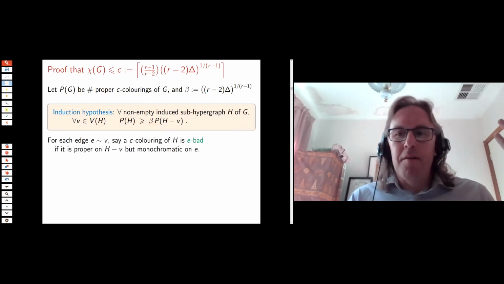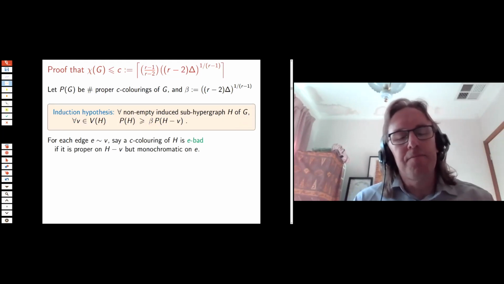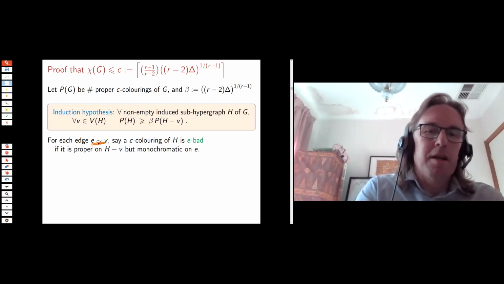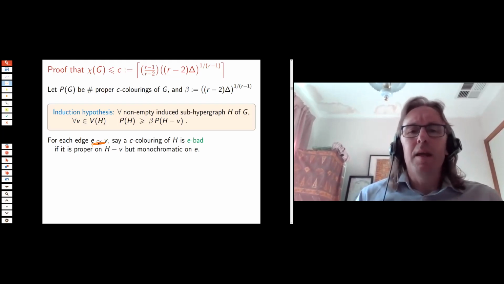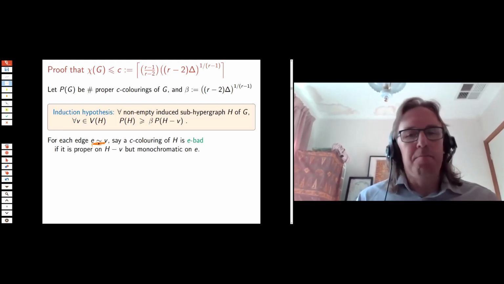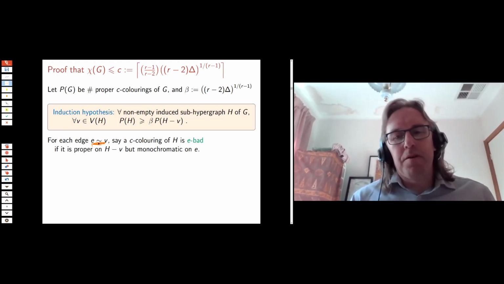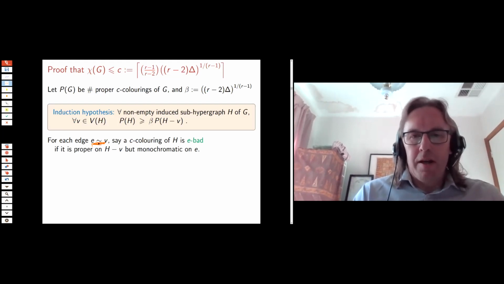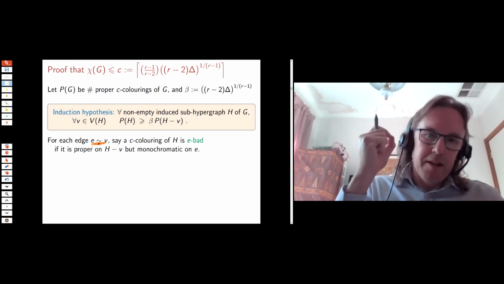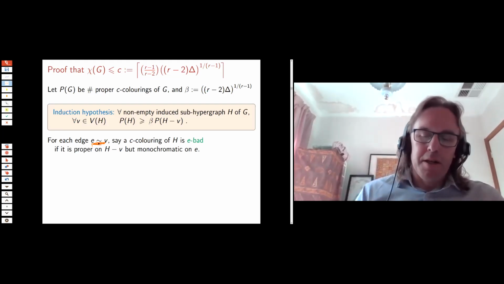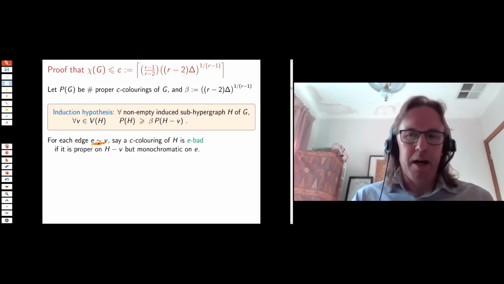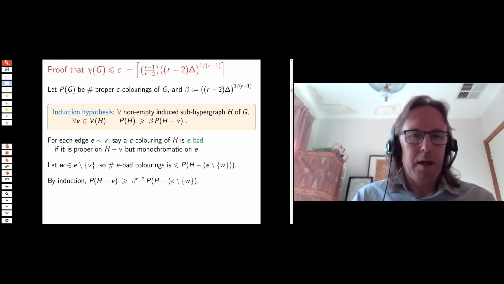So I've given a subhypergraph H and a vertex V of H, and then I'd say for some edge E incident to V, this notation just means that E is an edge containing V. And I take a C coloring of H, and I say it is E bad if it's proper when I delete V, but monochromatic on E. So I care about the proper colorings of H, but you imagine what can go wrong when you color V is that it might create a monochromatic edge incident with V, in which case we say that coloring is E bad for some edge E incident with V.